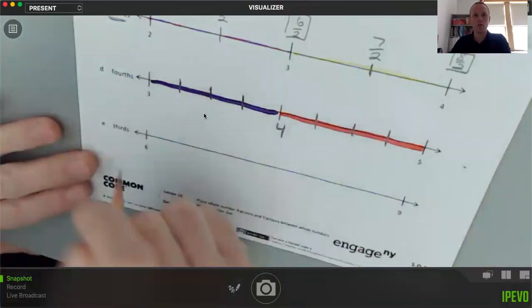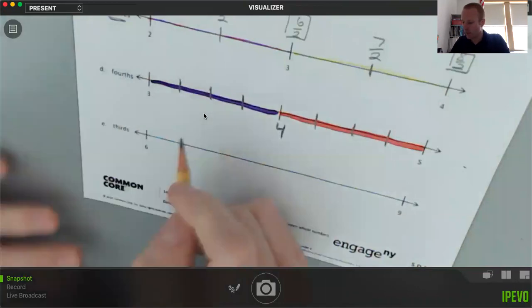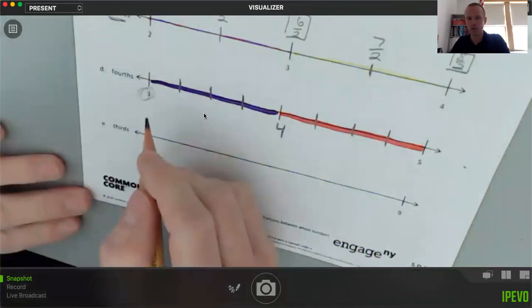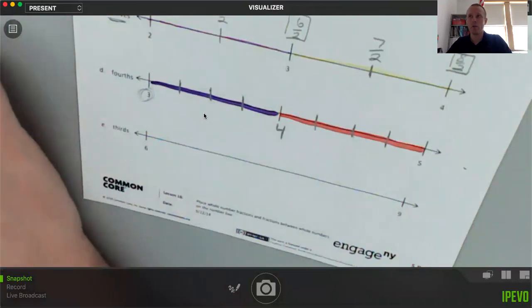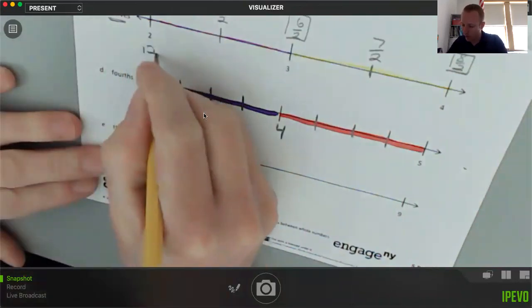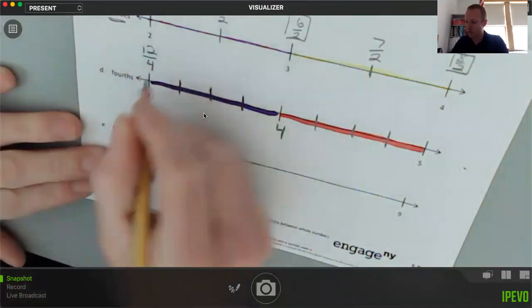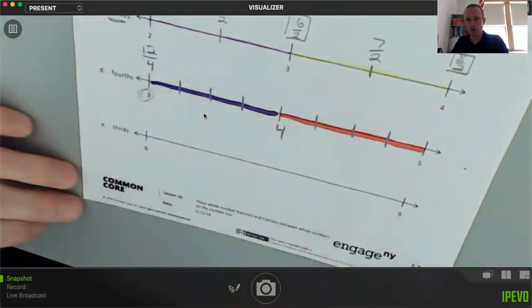So we know that 4 fourths equals 1, and we need to figure out how many fourths 3 wholes is. If 4 fourths is 1, well, 8 fourths would be 2 wholes, and 12 fourths would be 3 wholes. 12 fourths is 3. I've showed you this in class, I'll show you it again.